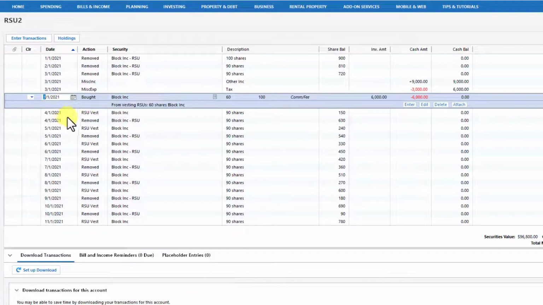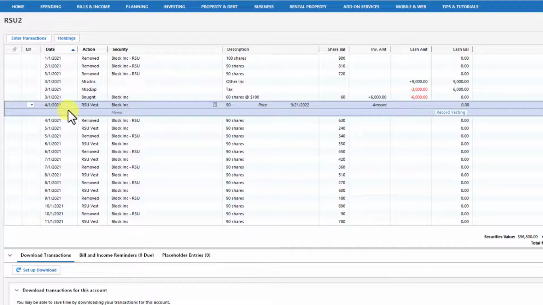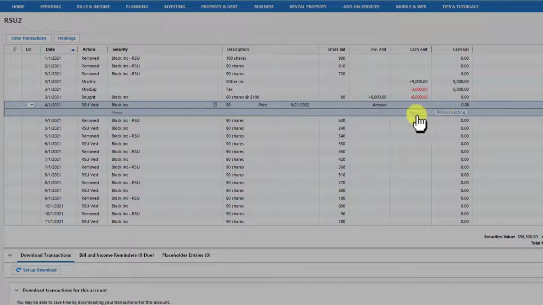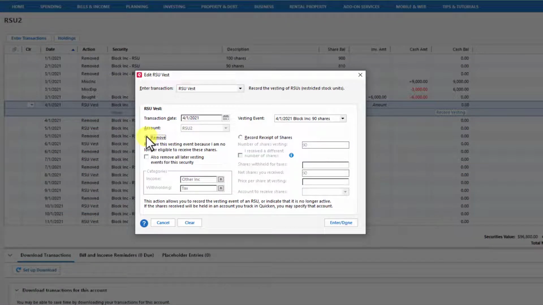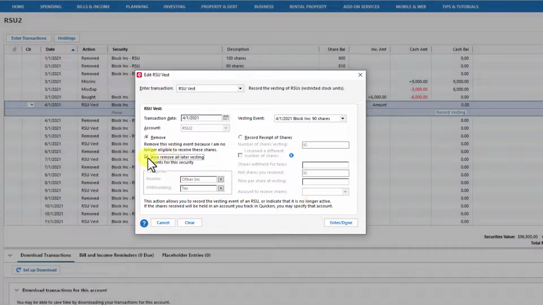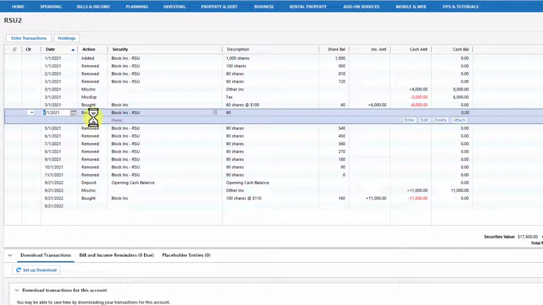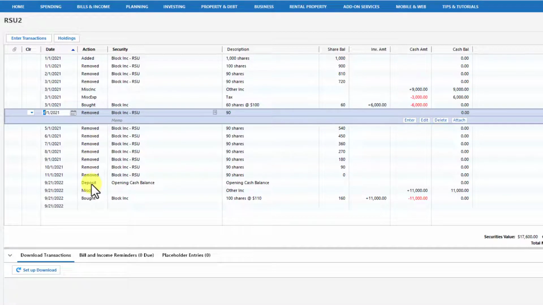Let's do one more thing. Let's go to the fourth vest, and this time let's pretend that we are going to quit. So if we hit remove, or if we click this button, also remove all later vesting entries, what would happen is it would remove all of the other vests, and then we would no longer have any more vesting. So let's see how this looks. So we're going to click OK, and then it's going to think. And then notice it's removed all of the future vests. And what's happened is that it's removed all of these.